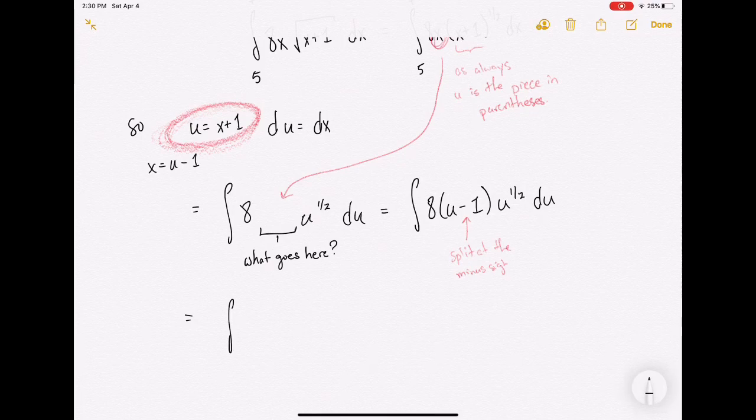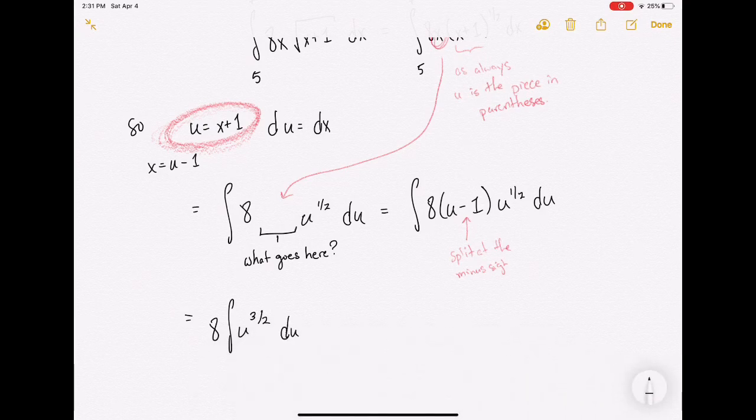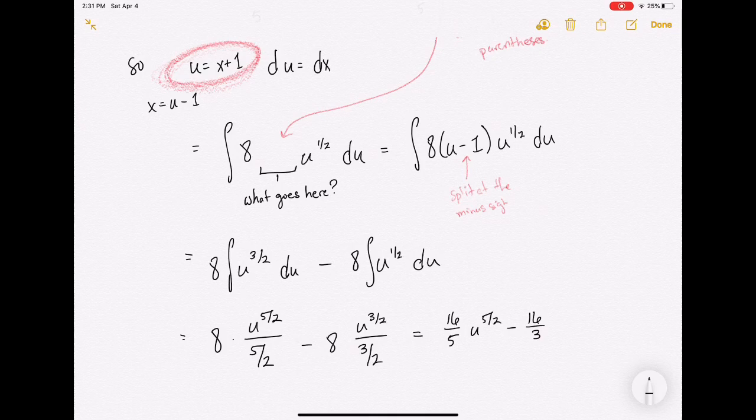You end up with the integral of 8 times u times u to the 1/2. So that's u to the 3/2. It's an ugly 3/2. Okay. du, minus, and now it's 8 u to the 1/2 du, because negative 1 times u to the 1/2 is negative. And these are easy power rule problems. 8 power rule, u to the 5/2 divided by 5/2 minus 8 u to the 3/2 divided by 3/2. Dividing by 5/2 is the same as multiplying by 2/5. This gives me 16/5 u to the 5/2 minus 16/3 u to the 3/2.